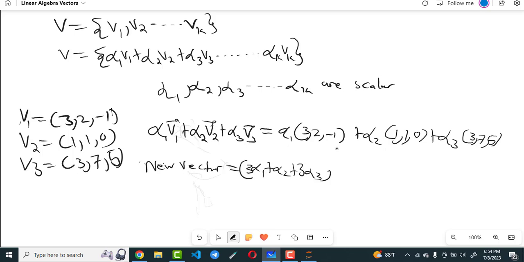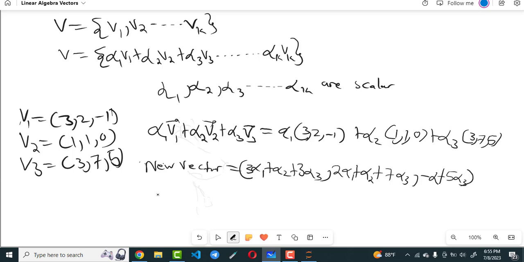Now here, alpha 1 times 2, we get 2 alpha 1, plus alpha 2 times this, we get alpha 2. Then alpha 3 times this, we get plus 7 alpha 3. In our last coordinate, we have alpha 1 times minus this number, we get minus alpha 1. Alpha 2 times 0, we get 0. Then alpha 3 times this, we get plus 5 alpha 3 as our new vector.